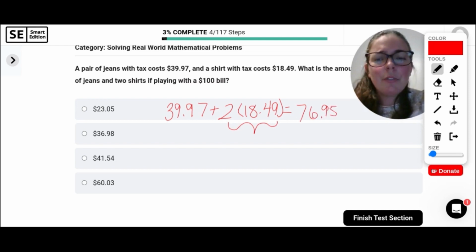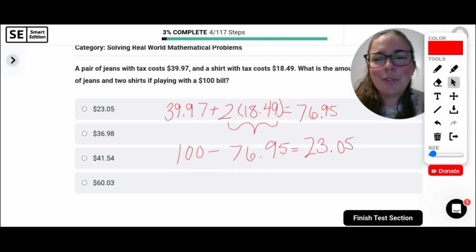$76.95. So if we're paying with a $100 bill, 100 minus $76.95, again, let the calculator do the hard work for you. You will end up with $23.05 as your change.